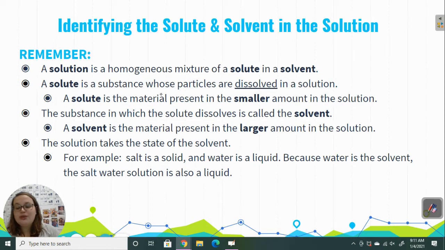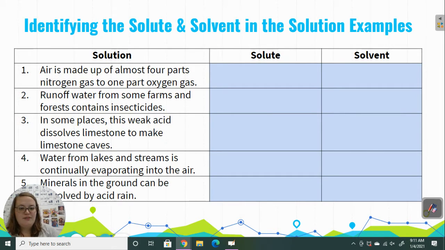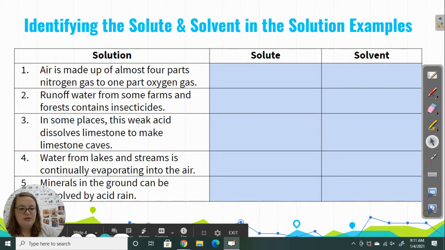And then the solution is going to take the state of the solvent. So whatever the solvent is, the solution is going to take that state. For example, if salt is a solid and water is a liquid, salt water is going to be a liquid because water is the solvent. So let's do these examples here. I have 4 examples, and we're going to go through each one.